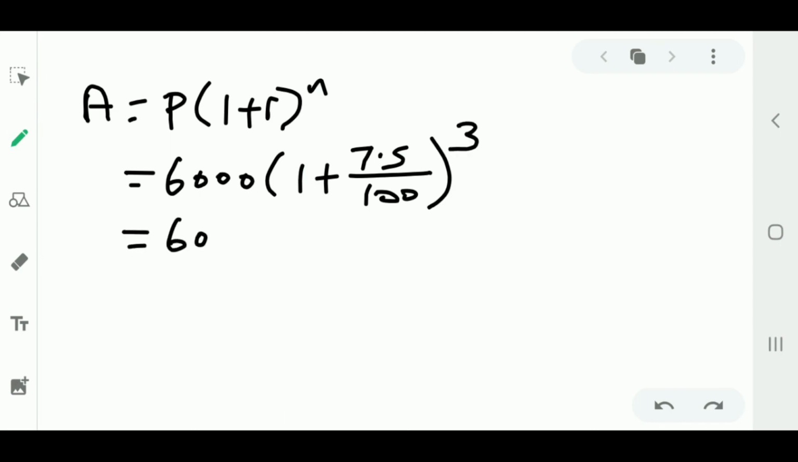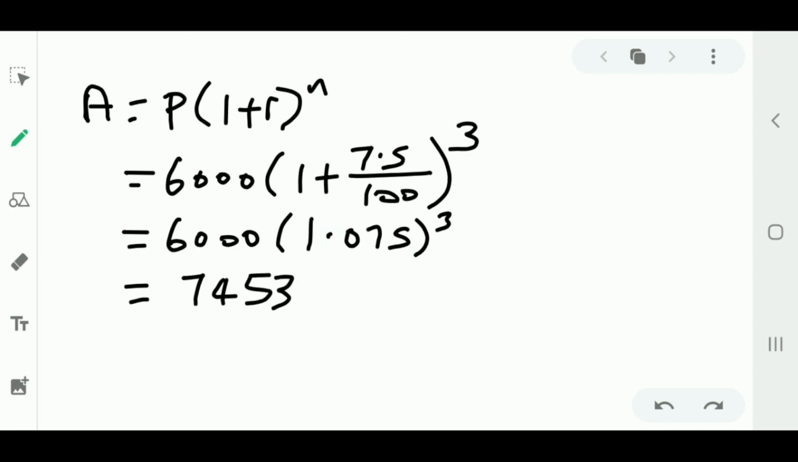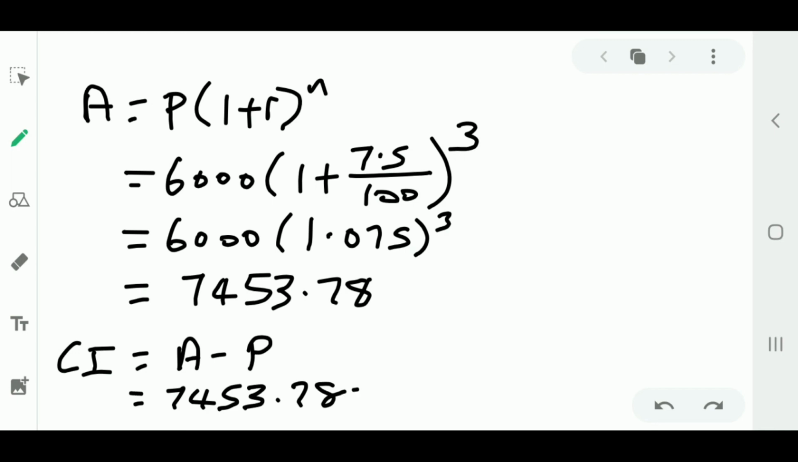So that is saying 6,000 times 1.075 to the third power, and that is equal to 7453.78. Now this is just the accumulation. We want to find compound interest, and that is A minus P, which is 7453.78 minus the principal, which is 6,000, and that is equal to $453.78. So we're now at the end of consumer arithmetic.